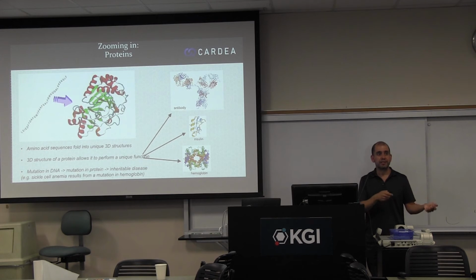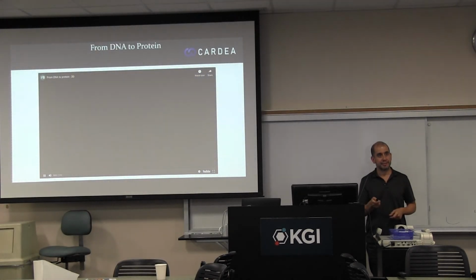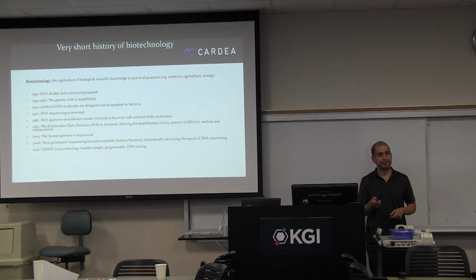Now, if you have a mutation in your DNA, that will correspond to a mutation in the protein. And this leads to what we call an inheritable or genetic disease, something that you pass along to your kids. A famous example of this is sickle cell anemia, where there's a single amino acid change in hemoglobin relative to the normal hemoglobin that causes lots of problems. I'm going to skip this for time.